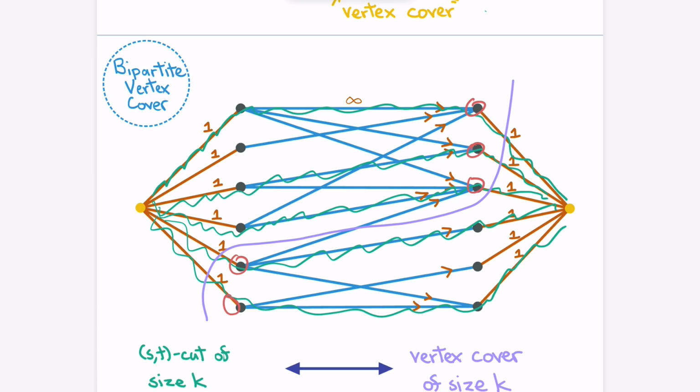So the edges that are actually cut are just these 3 sink edges, which is saying, okay, those 3 vertices are going to be in my vertex cover. And also these 2 source vertices, or left side vertices, sorry. And it's the 2 source edges that are cut. So every cut source-sink edge is going to correspond to a vertex in my vertex cover.